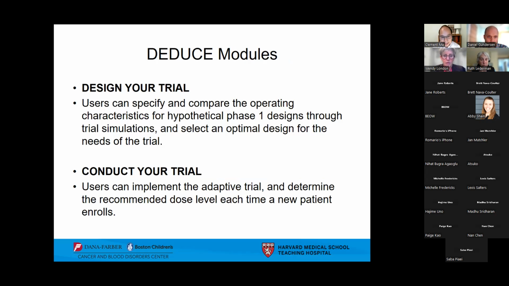And once the investigators have selected the design for their trial, then they can use the second module, the conduct module, where they can then implement the adaptive design, and the module will then determine the recommended dose level each time a new patient enrolls.